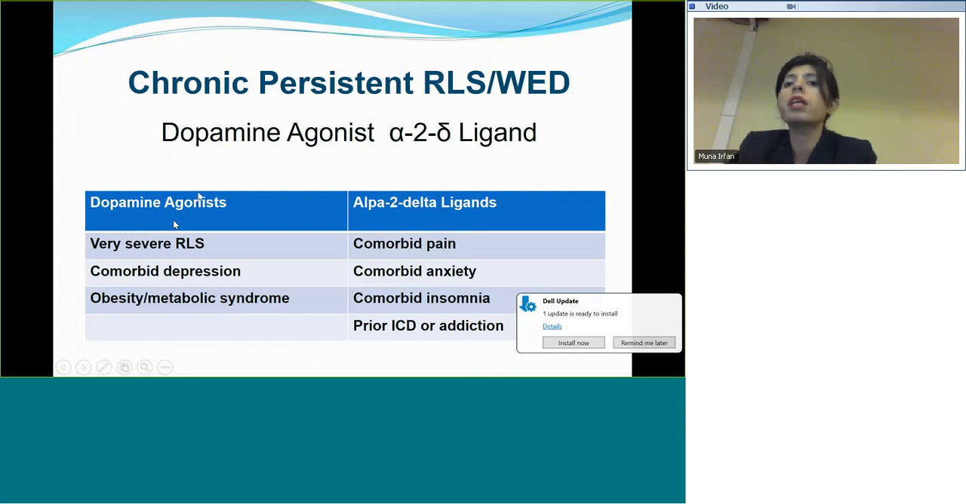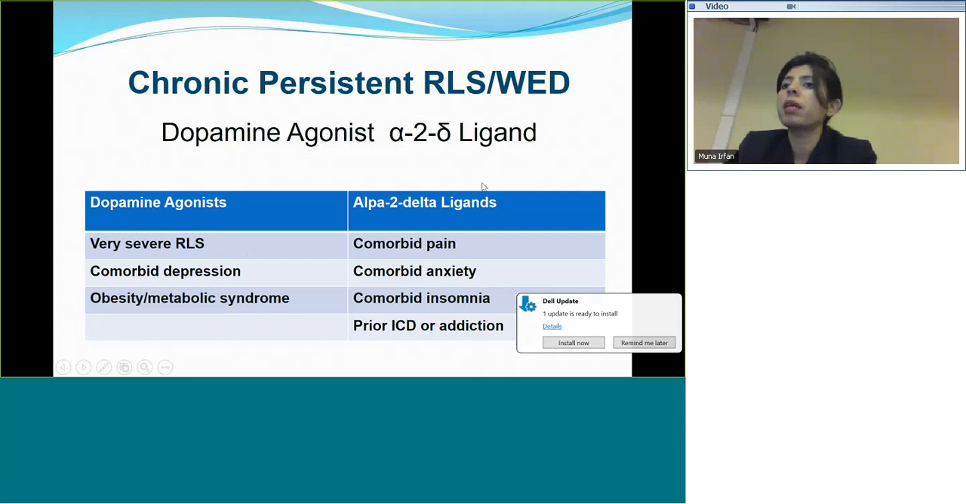If they have comorbid depression, then of course we have to think about that. Obesity, metabolic syndrome, these are the cases where instead of giving gabapentin, they should be given dopamine agonist because gabapentin can also cause weight gain.